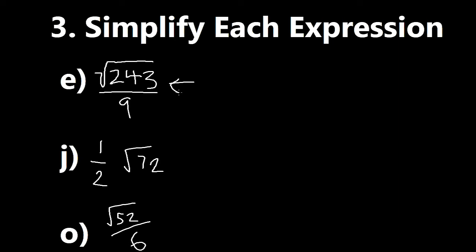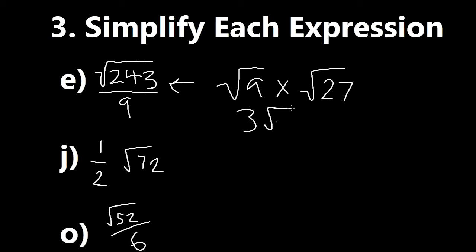Now, it's not a very nice number, so usually when it ends in a 3, I would try and divide it by 9, because that's 3 times 3, a square number. So 243 divided by 9 gives me 27. So that's root 9 times root 27. Okay, and we know that that is the same thing as 3 root 27.